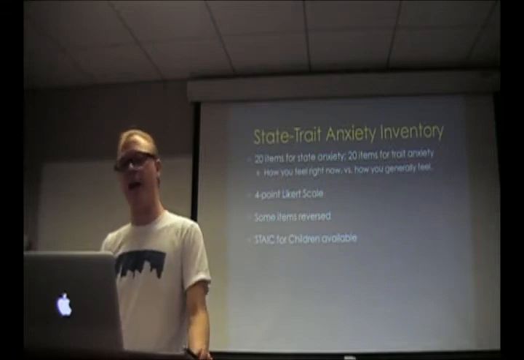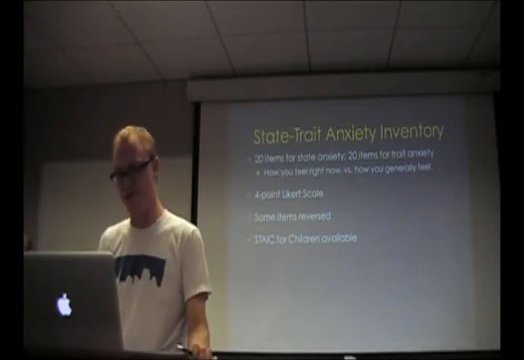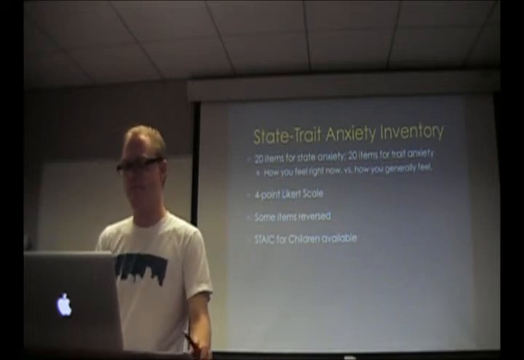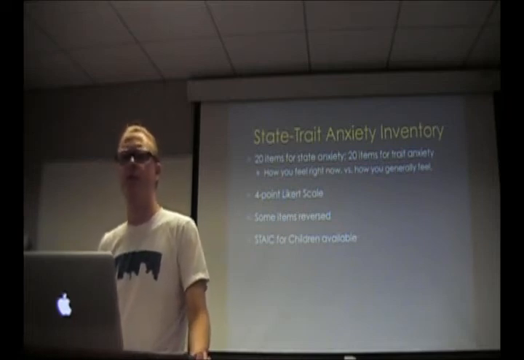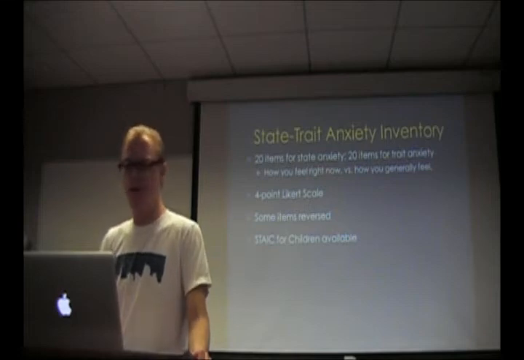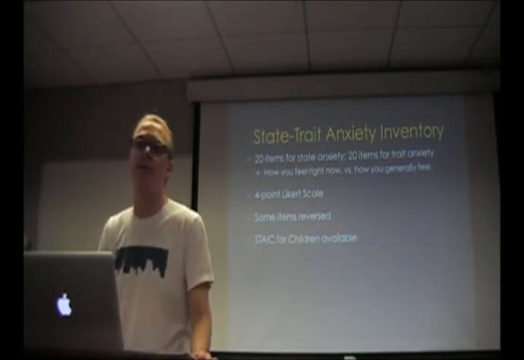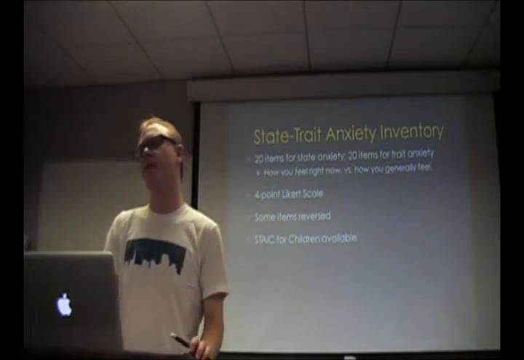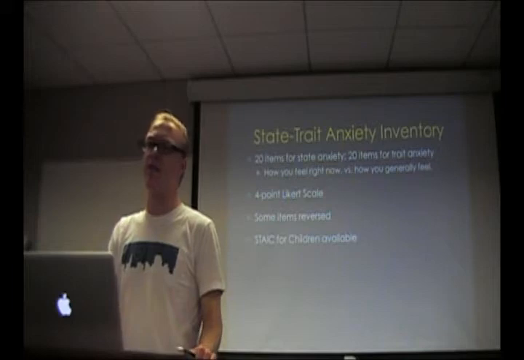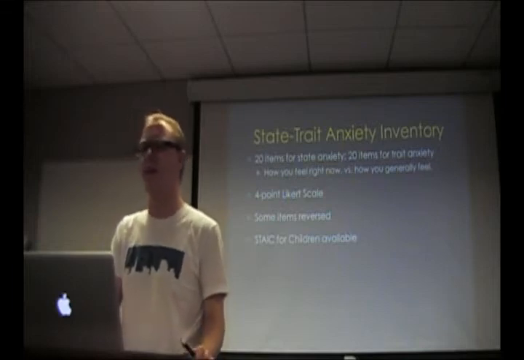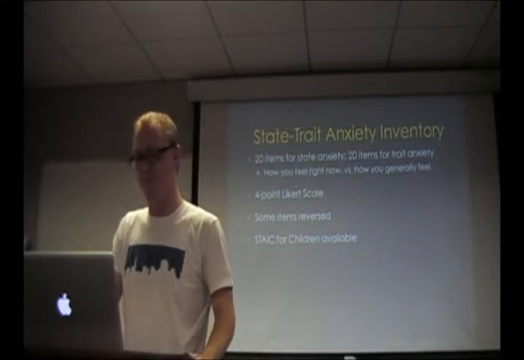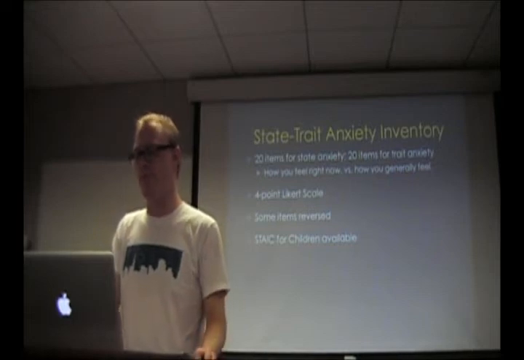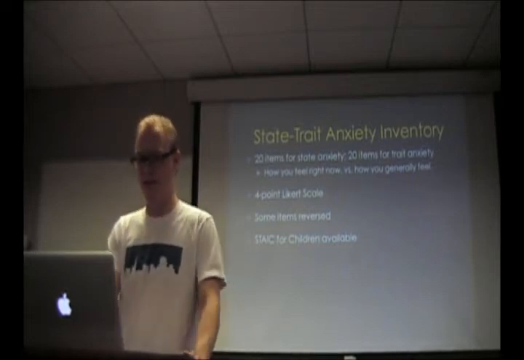It's a 4-point Likert scale. Some of the items are reversed. There's a version for children. The norms are slightly confusing, but they're standardized scores, so it's comparisons with the normative population. And there are different sets of norms. There are some for adolescents, some for adults, there are some for military personnel. Probably won't see a question about this one.